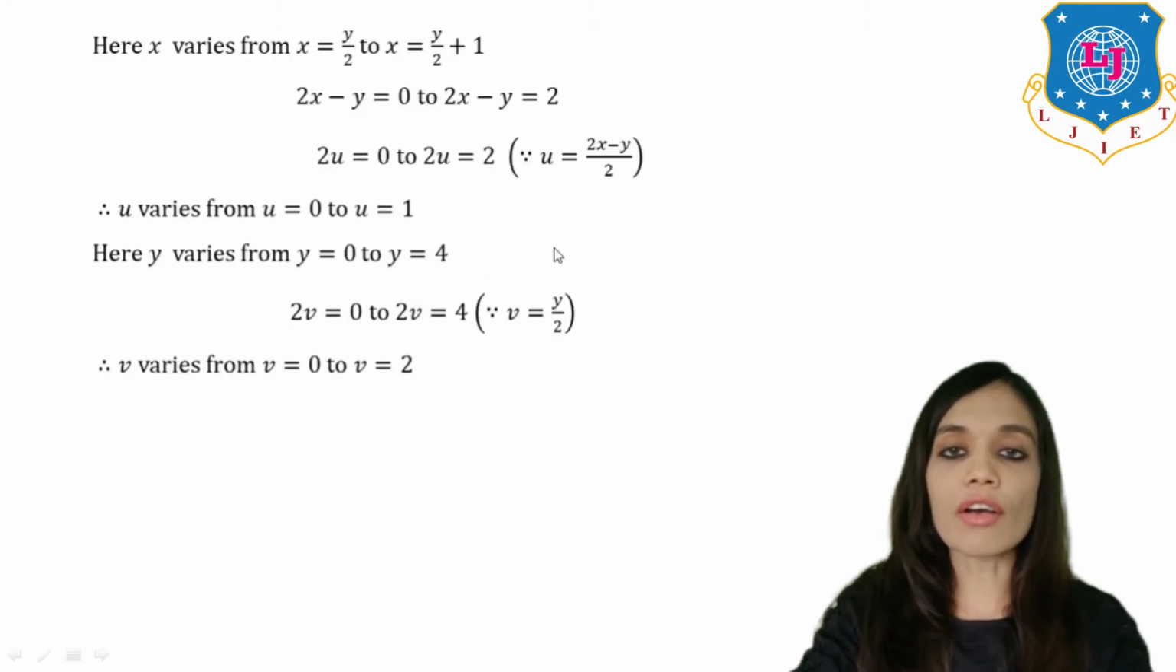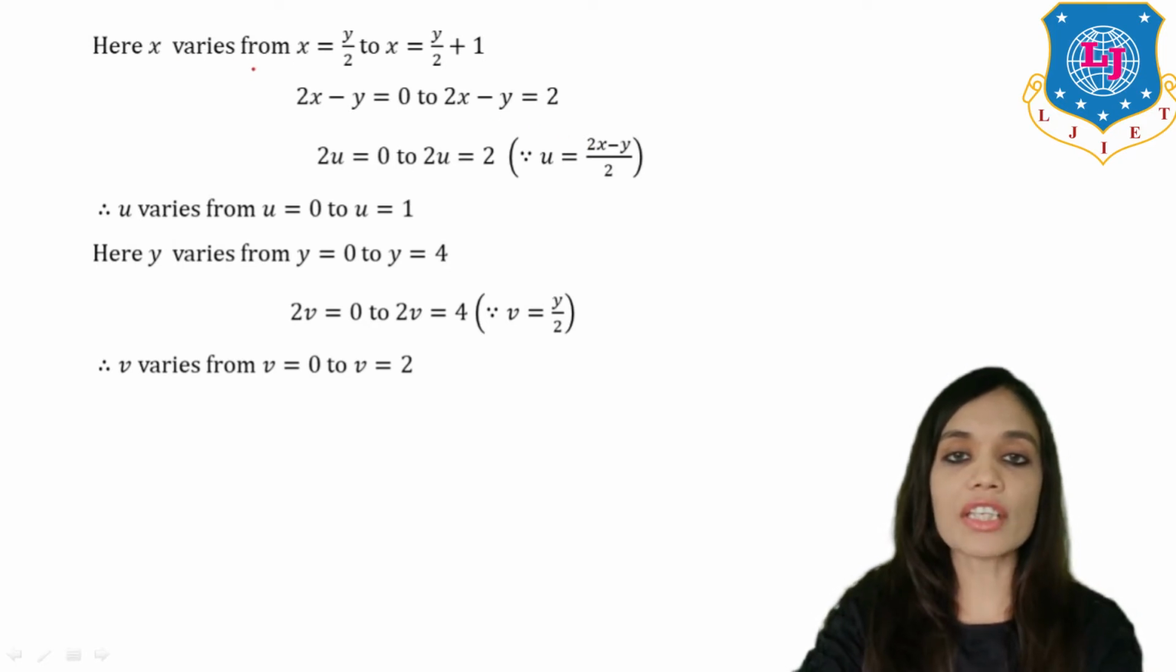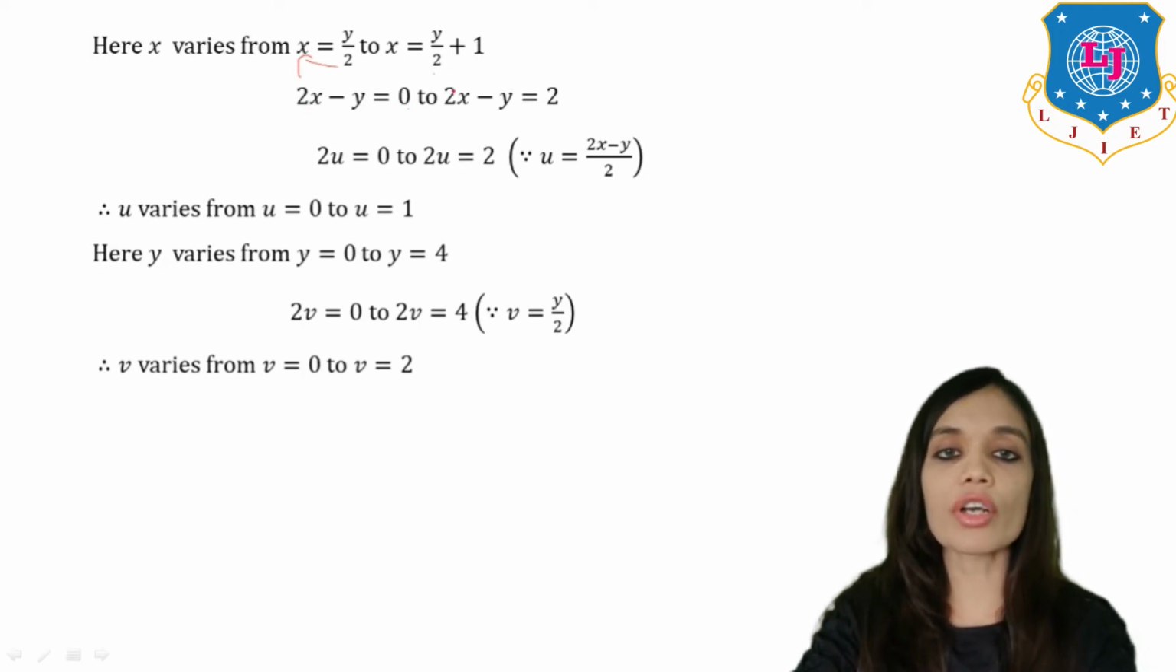Okay. So now let us find the limits first. You are given that x varies from y by 2 to y by 2 plus 1, right? So now simplify this, that is, cross multiply. So you will get 2x minus y as 0, and here you will get what?